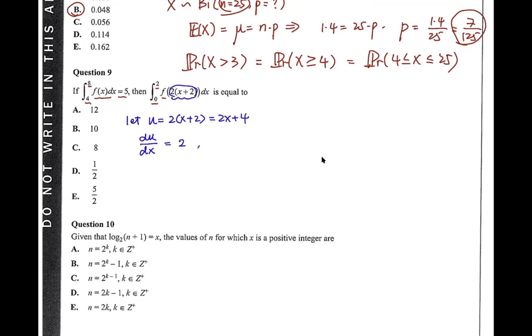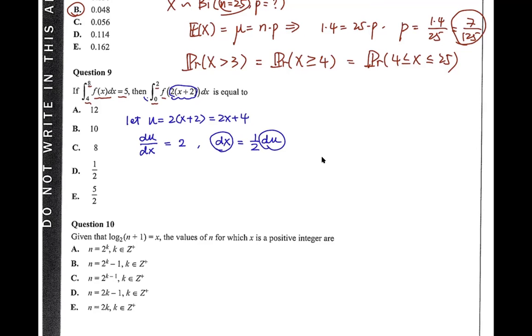Then you just treat du dx illegally as fractions, but you can't do that in your short answer questions or even extended response questions, only multiple choices, okay? dx equals half du. This is the ratio between two differentials, two infinitesimals.